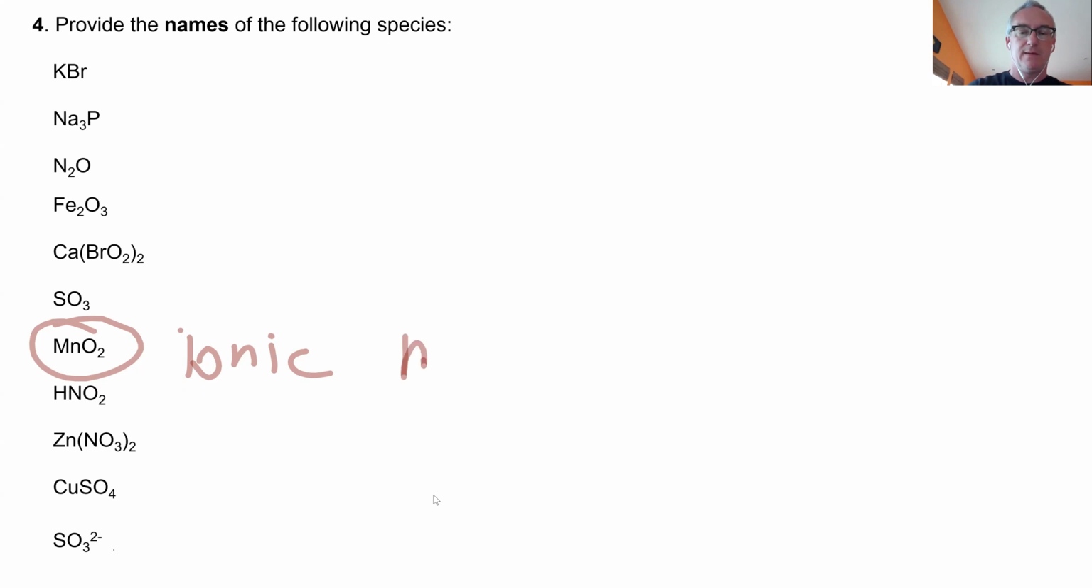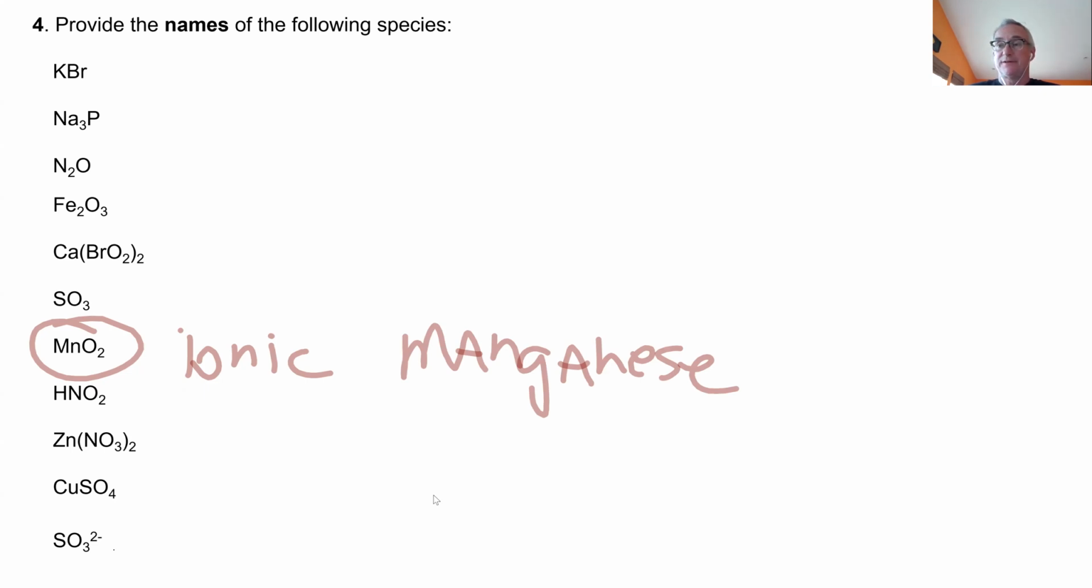So that would be manganese. Now, is manganese a transition metal? It's supposed to be. Yes, it is, right? So we don't know what its charge is, so we don't know what to put there. But we do know it has 2 oxygens, and we do know what the charge is on oxygen. Oxygen we're going to call oxide, O2. So what's the charge on oxygen?